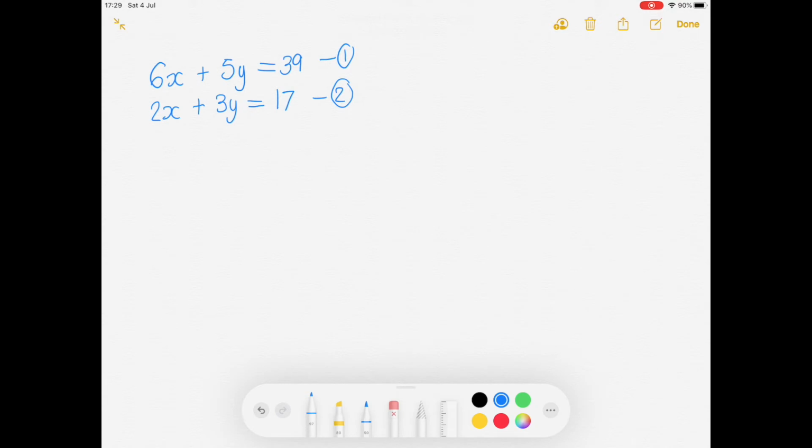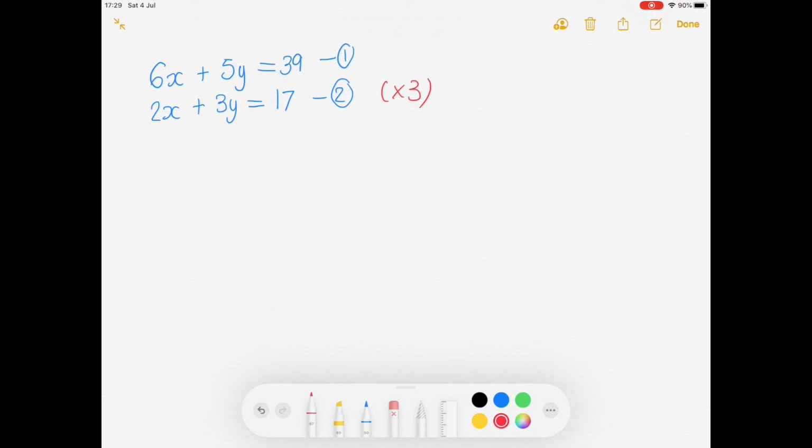So we can either choose to work with x's or y's. Looking at the equation, we could work both ways. So let's do x's. We've got 6x and we've got 2x. We want the coefficients to be the same. So looking at it, I could multiply equation 2 by 3, and that would actually give me 6x. So the coefficients would both be 6.